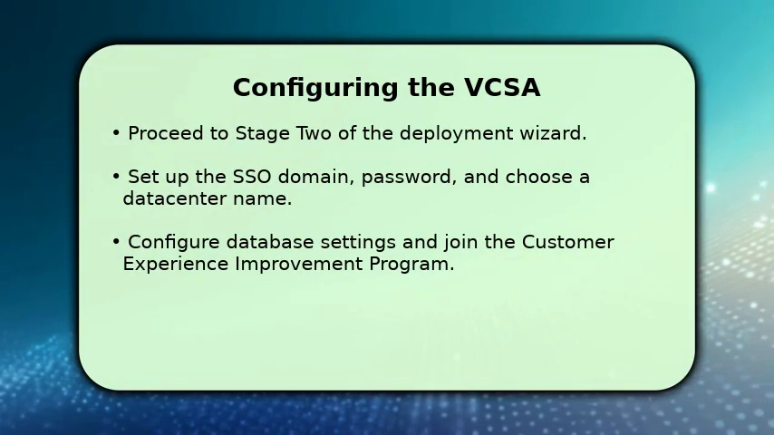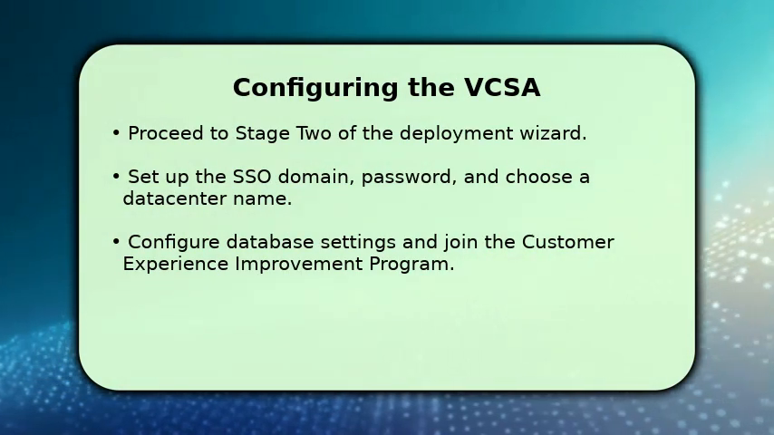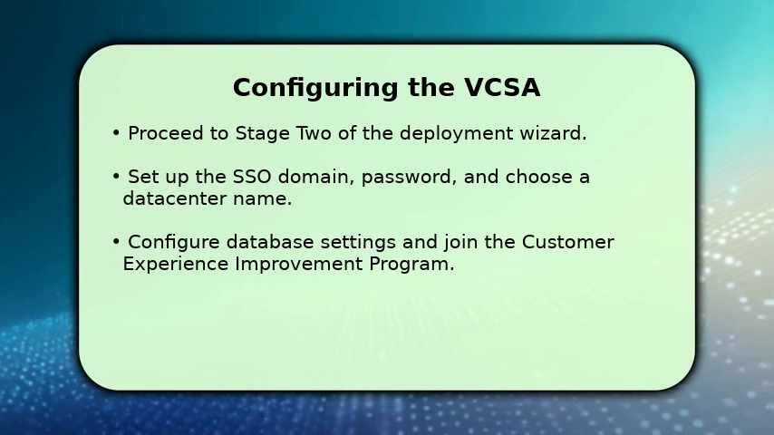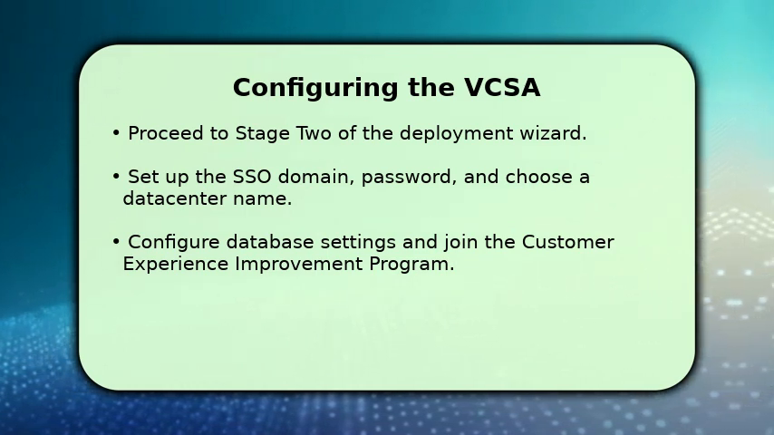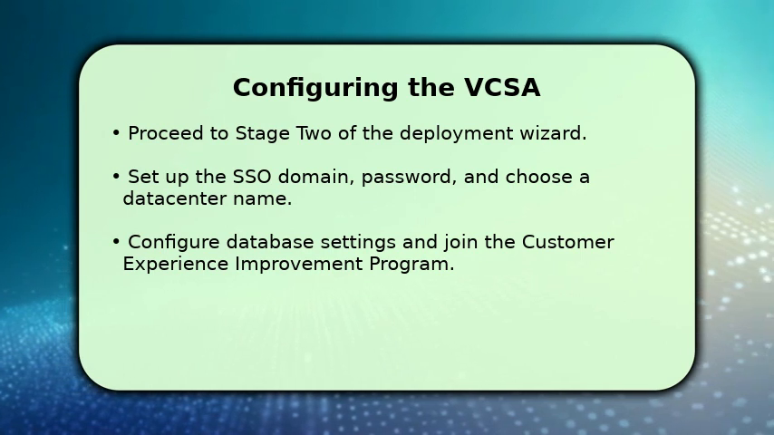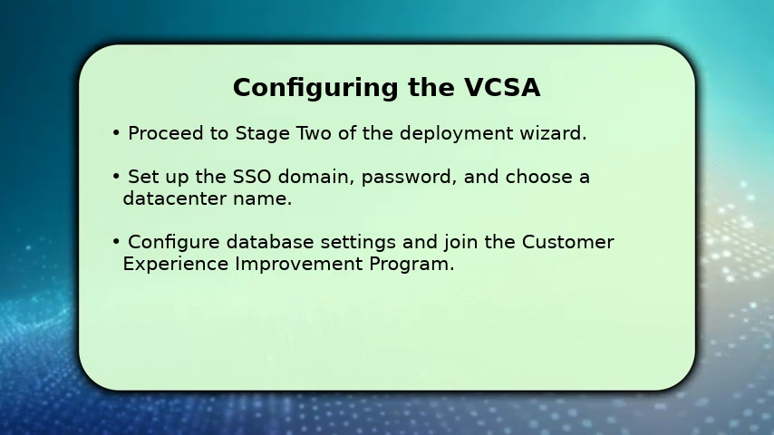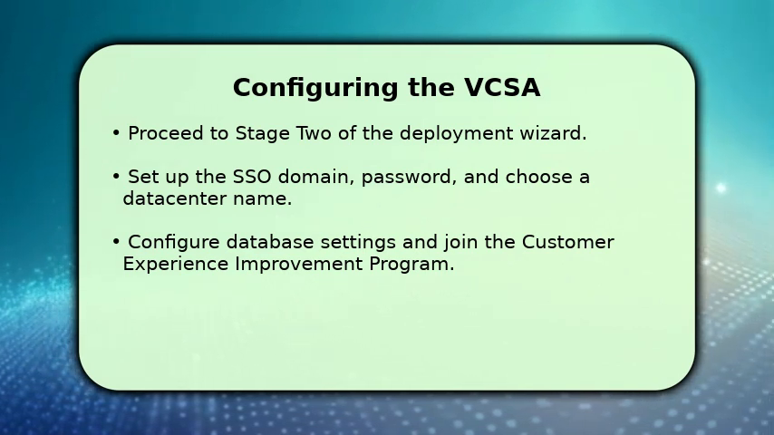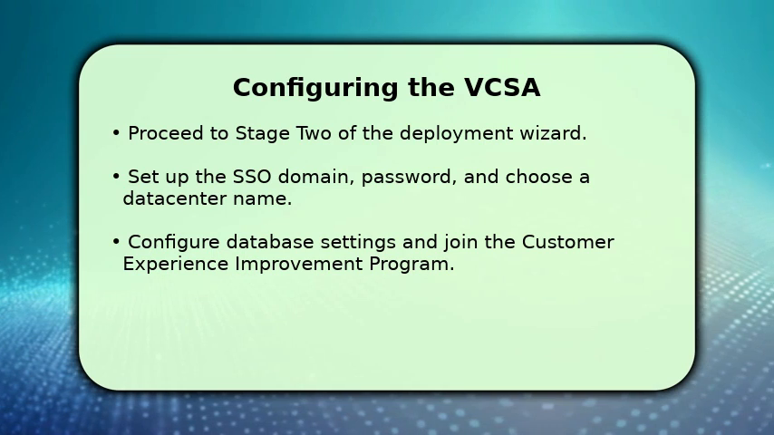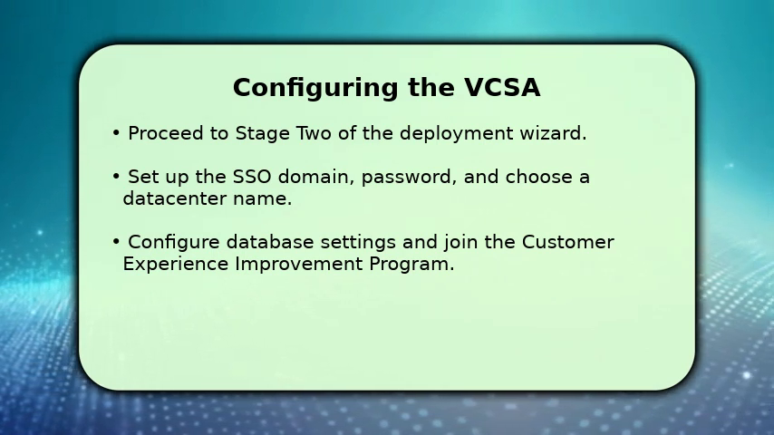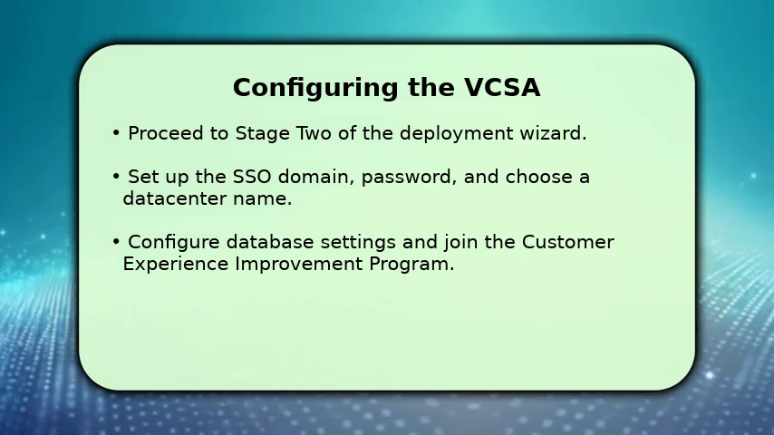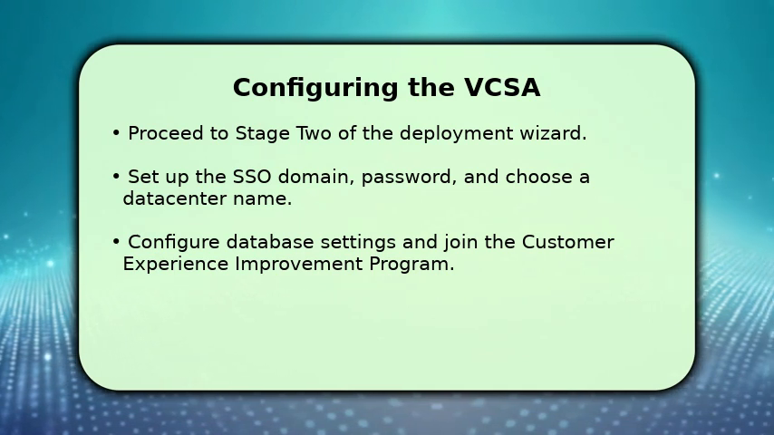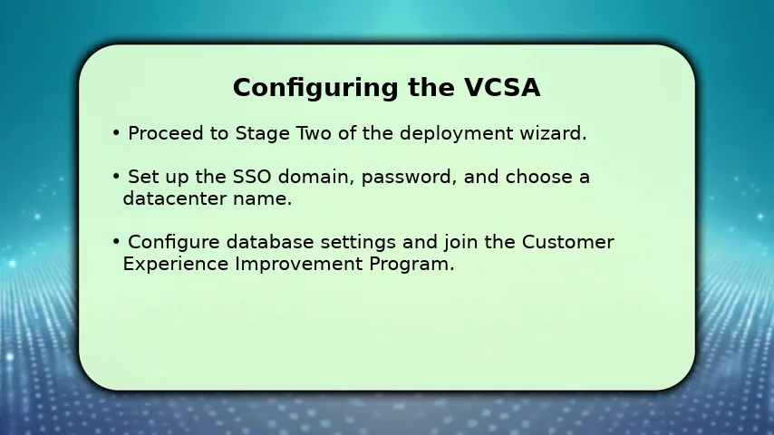After the initial deployment, proceed to stage 2 of the wizard to configure the vCenter Server appliance. Here, you will set up the vSphere single sign-on domain, create a strong administrator password, and choose a data center name. You will also configure database settings, selecting either the embedded PostgreSQL database or an external one, and decide whether to join the Customer Experience Improvement Program.